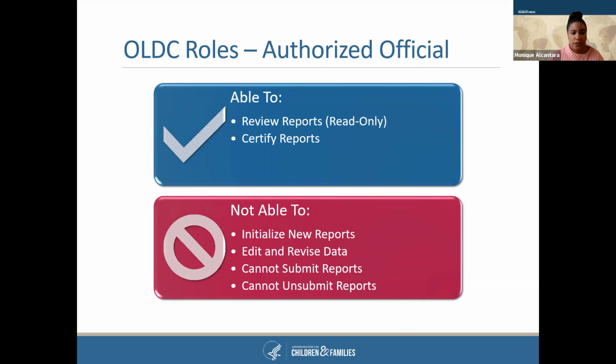Then the last role is the authorized official. This person is able to review reports and certify. So when the authorized official reviews, they're not able to actually edit any of the data. We can add additional actions to the role, like being able to initialize, edit and revise, and submit and unsubmit, but that's not part of their role as a default. So if you have someone in your office who is the authorized official who would like to have more access, just let us know and we can assign additional access to them.